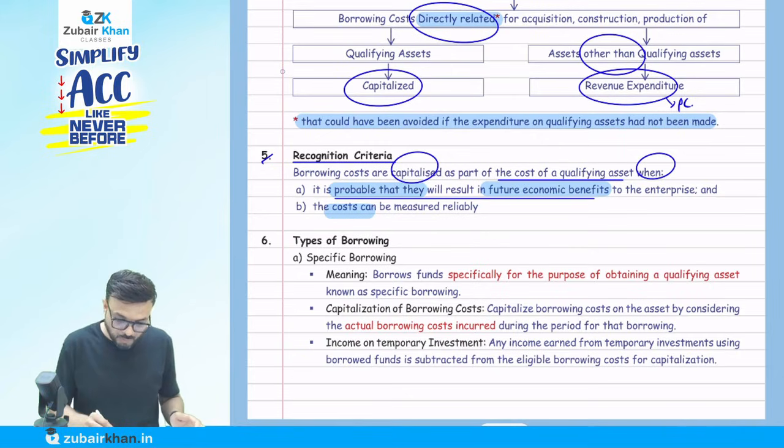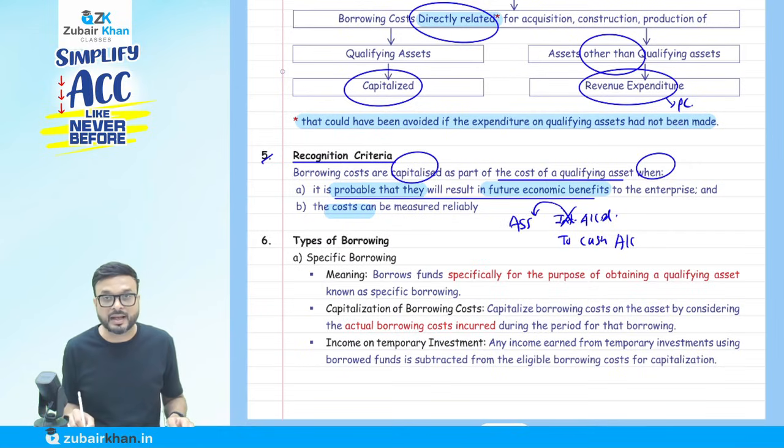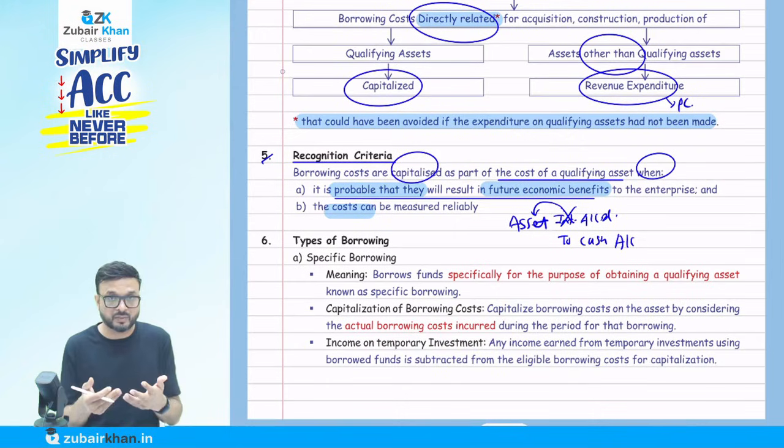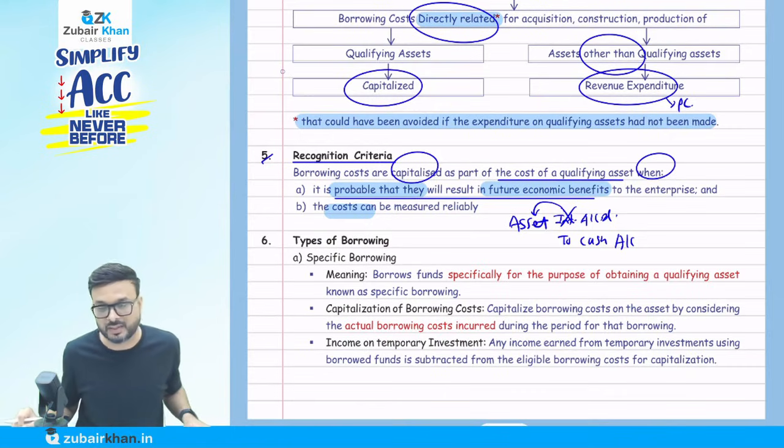So basically when you pay the interest, what entry do we pass? We pass interest account debit to cash or bank account. But I'm not adding it to the interest P&L account. I will add it to the cost of the asset. What is the condition for that? If we have taken the borrowing for the purpose of an asset, and if that asset is a qualifying asset, then only we can capitalize.